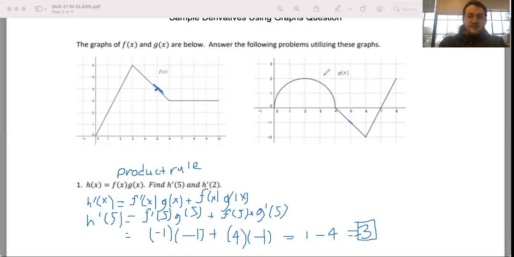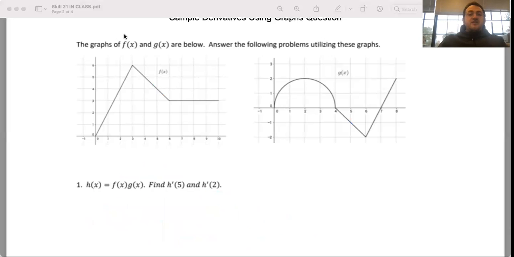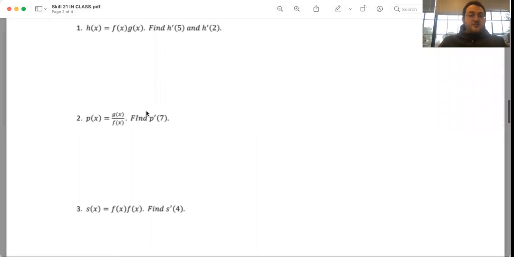And that's it. All the data that you need for these questions is supplied to you by the graph. I'm not going to show you every question, but just some other question types that you might see. So on number 2, we might have a quotient rule instead. So this is the quotient rule.